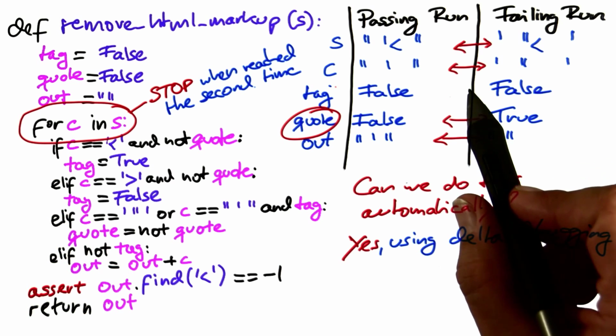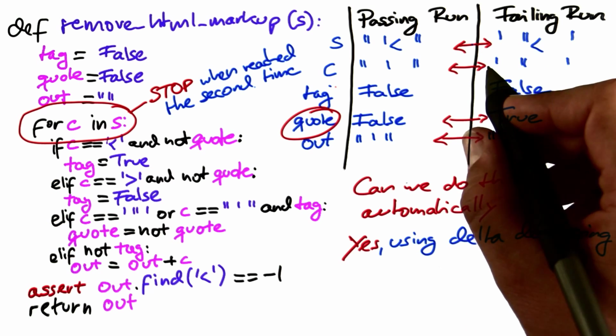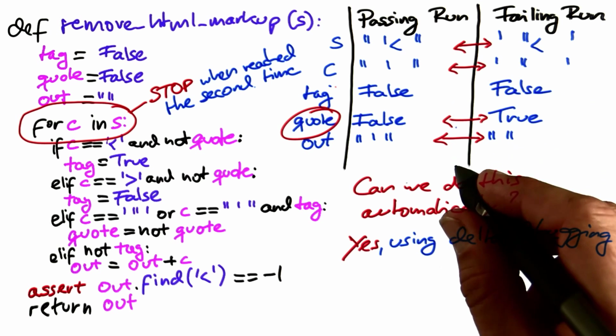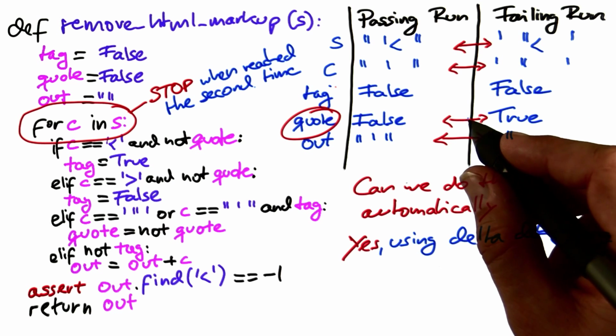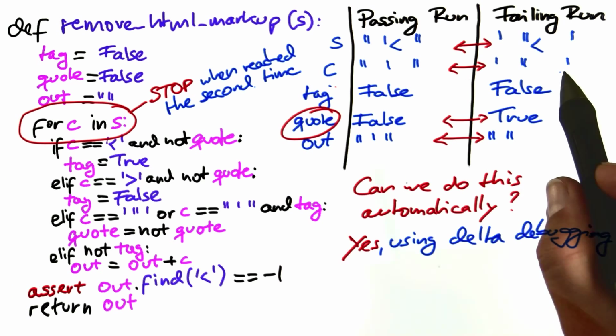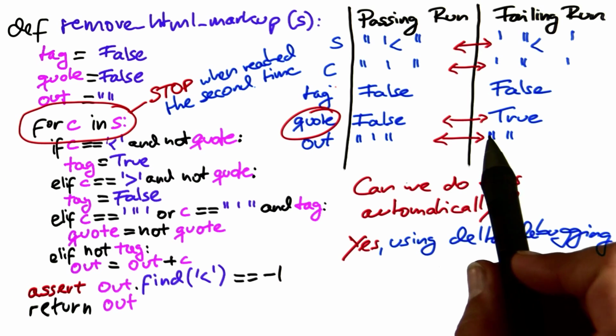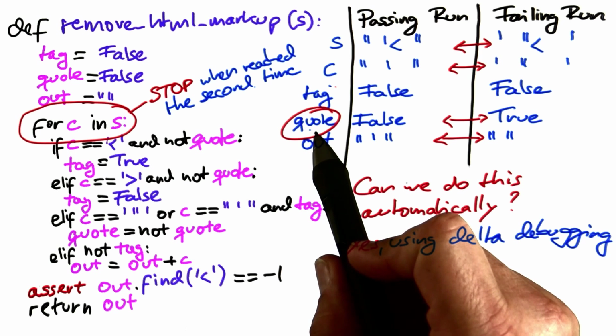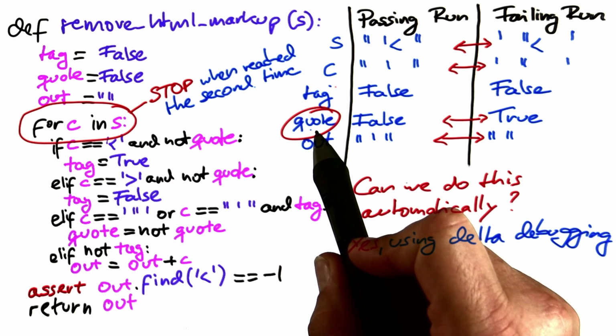With delta debugging, we can now find a minimal subset of these differences that causes the passing run to fail. This minimal subset then, at the given location, is the variable that causes the failure.